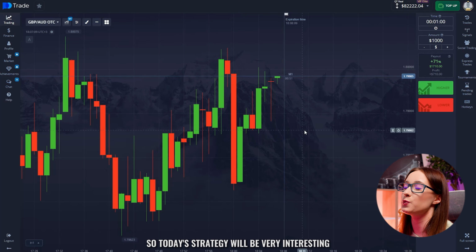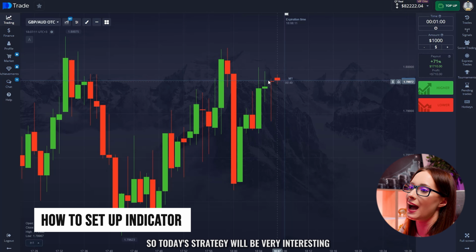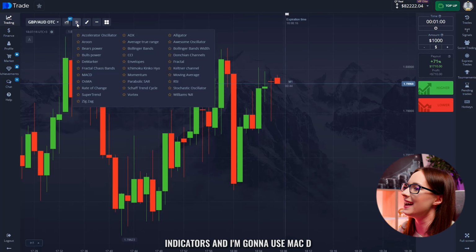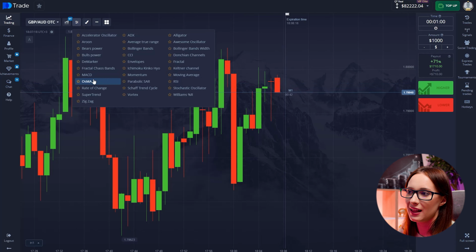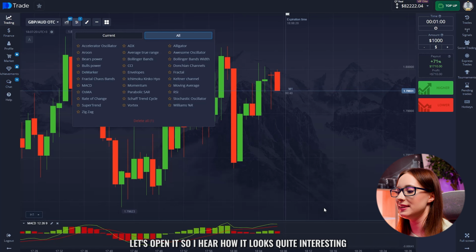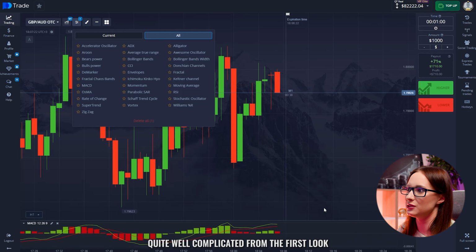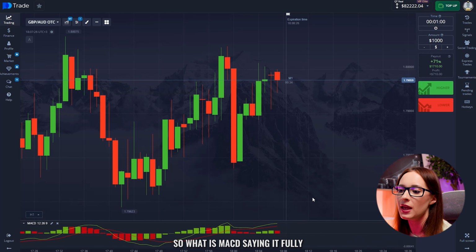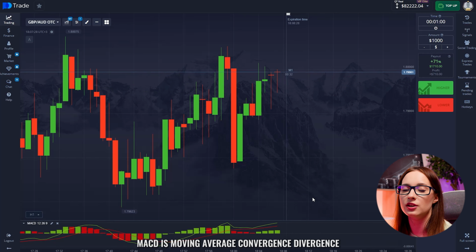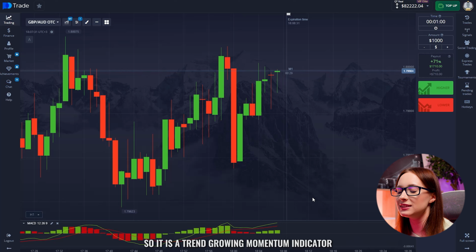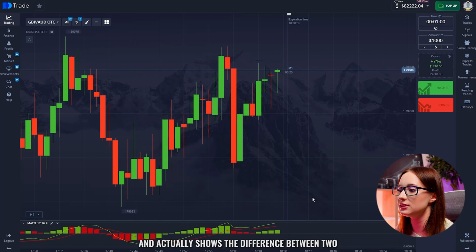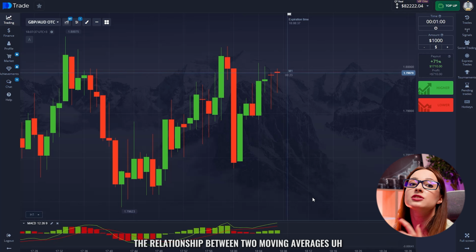So today's strategy will be very interesting. I will go to the top left corner here, indicators, and I'm going to use MACD. Let's open it. So here is how it looks, quite interesting, quite complicated at first look. So what does MACD stand for in full? MACD is moving average convergence divergence. It is a trend following momentum indicator that shows the relationship between two moving averages.